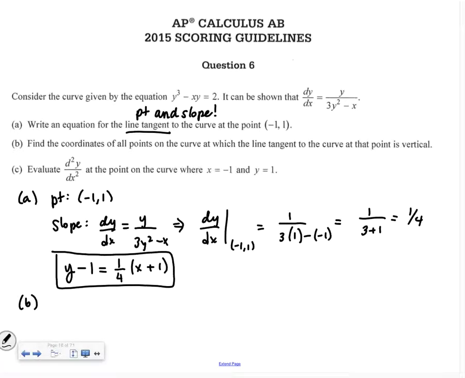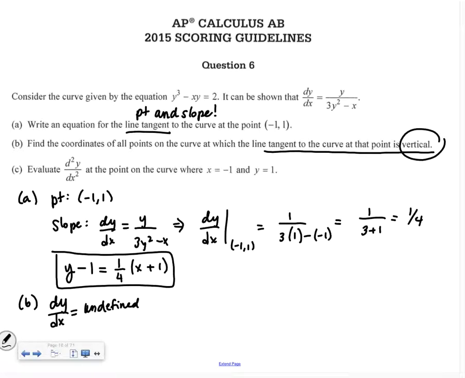All right, part B. So find the coordinates of all points on the curve at which the line tangent to the curve at that point is vertical. So our tangent line is going to be vertical. If your tangent line is vertical, you want dy over dx to equal undefined.